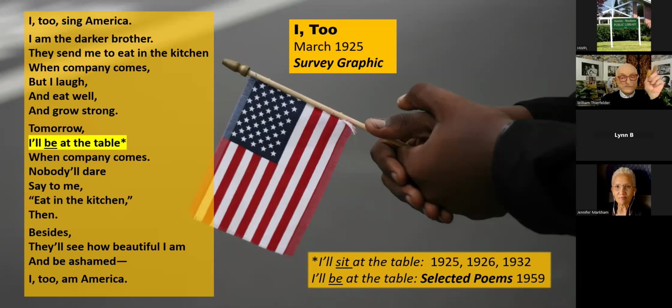Now, as you can see from the little note that I've put on the right side of your screen, the earliest versions of the poem said, I'll sit at the table. You could see that I've underscored that with a yellow marker, put a little asterisk there. The original line was, I'll sit at the table. But for that 1959 collection, he changed the line to the way we know it today, which is, I'll be at the table. He won't just sit at the table, he'll exist at the table of America.